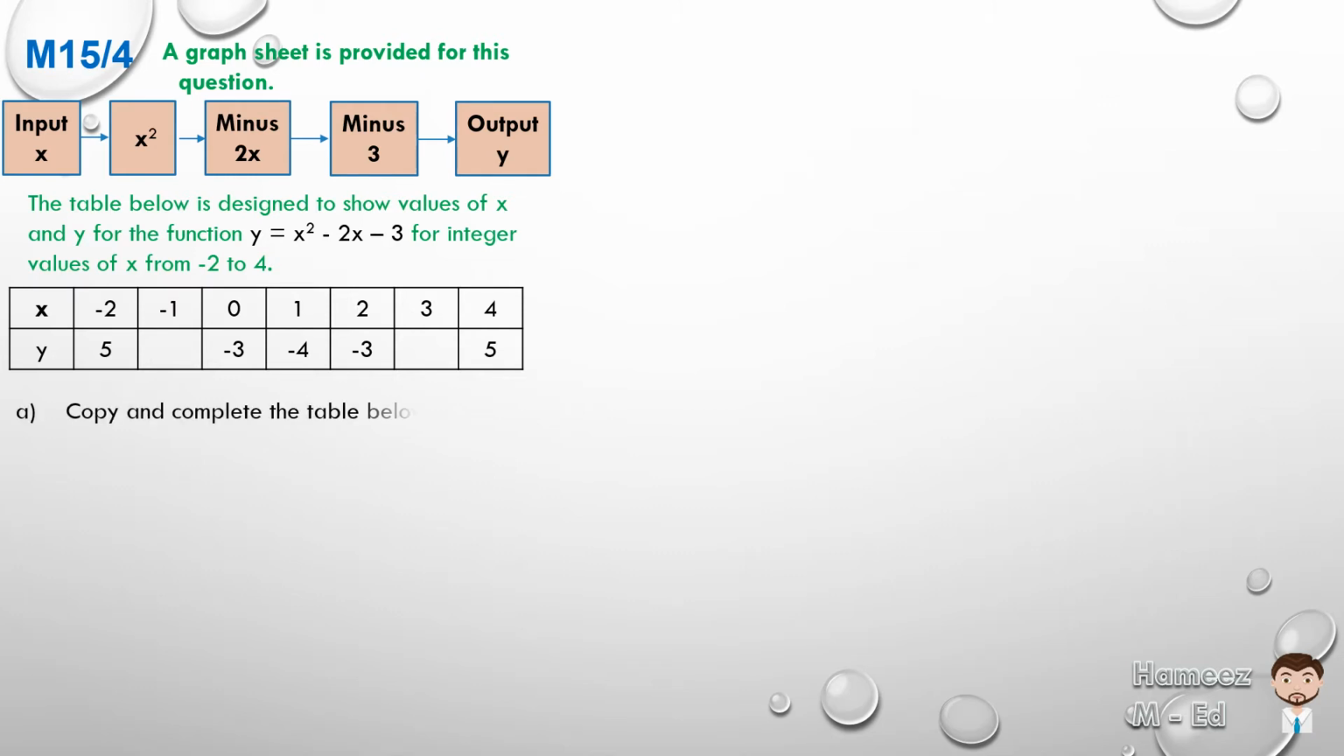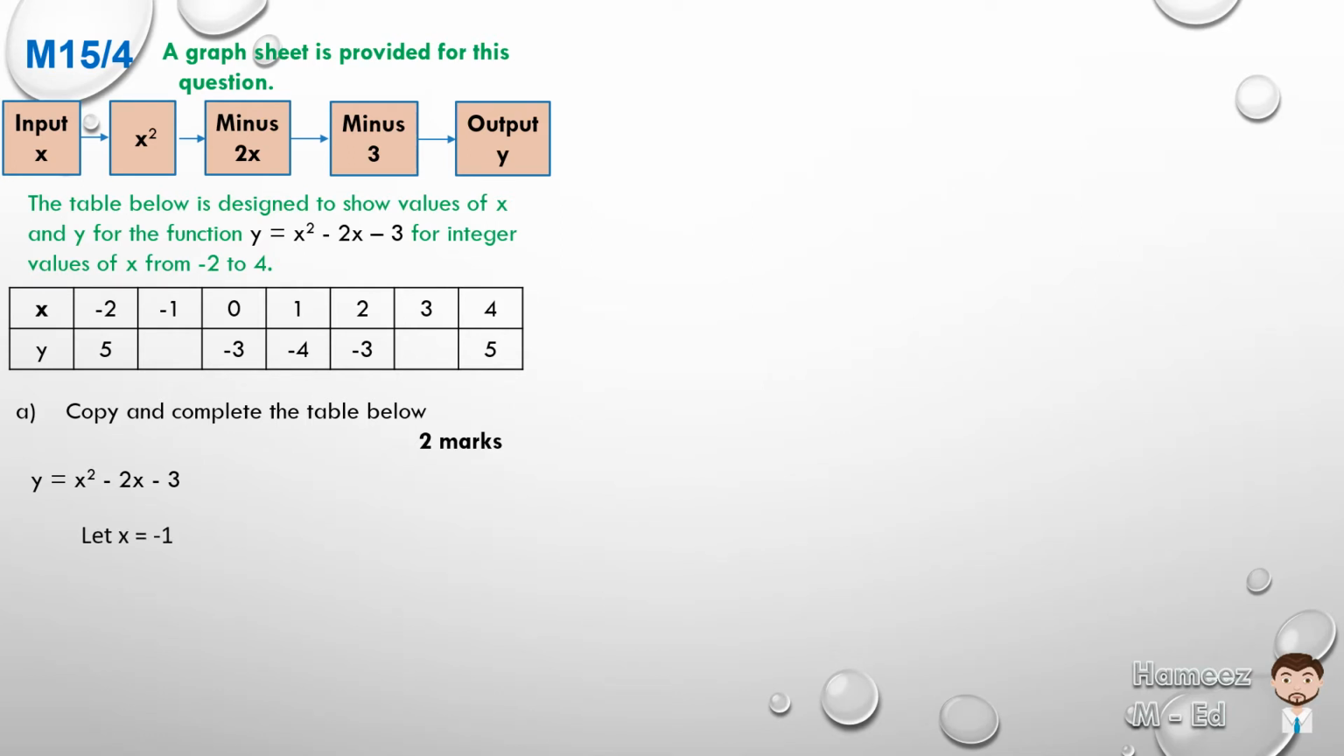Part A, copy and complete the table below. And what's missing to complete the table are 2 values. The values when x is minus 1 and when x is 3. So let's write the formula, substitute and solve in both cases to find them. So we have the formula. It was given y is equal to x squared minus 2x minus 3.